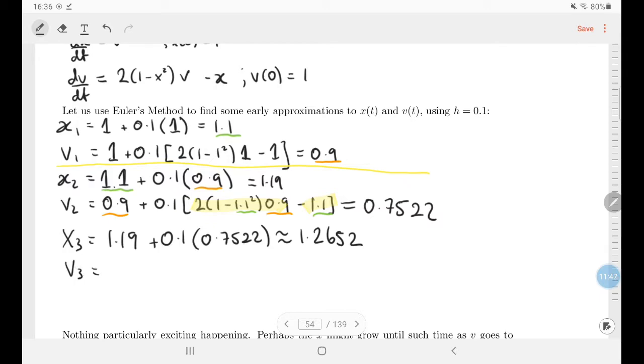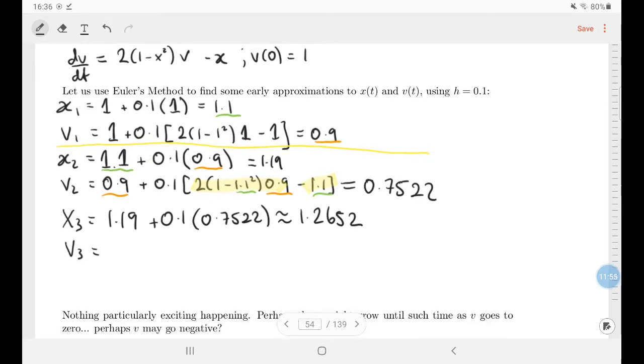V3, previous velocity, the next velocity. Now our velocity is positive, and we've got this damping, and we've also got the spring force. So the velocity is going to decrease even more. So it's going to be previous velocity 0.7522 plus 0.1, and now I expect the decrease, so it kind of went from 0.9 to 0.75. I'm expecting it to go down. That was 0.15. Expect it to go down even more now. It might go down as far as 0.55. We'll just see. So 2 times 1 minus the previous x value, which was the 1.19, times the previous velocity, which is 0.75.